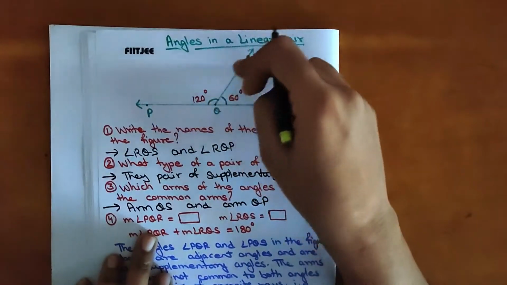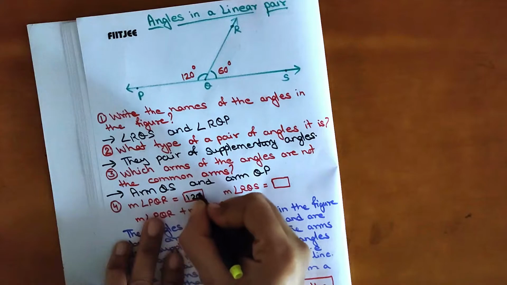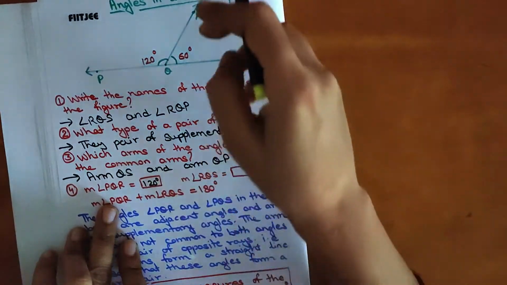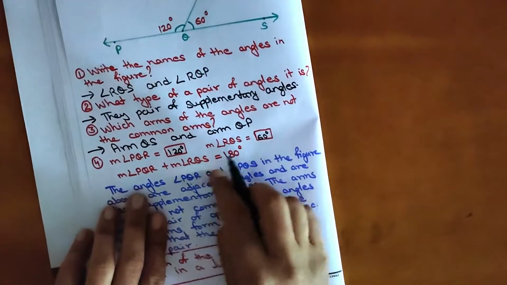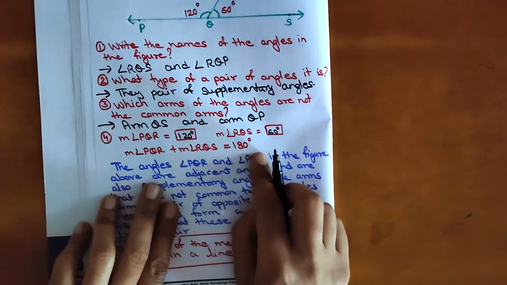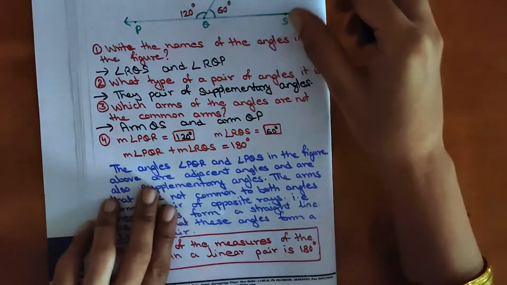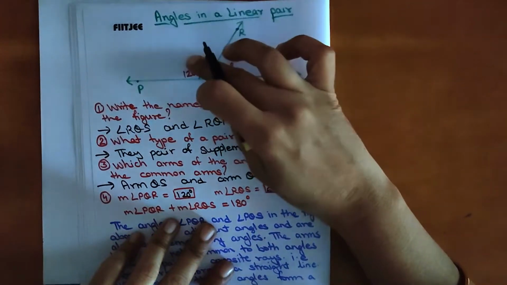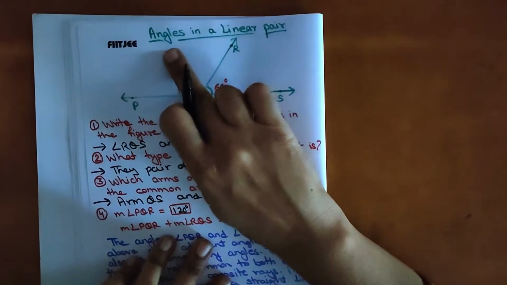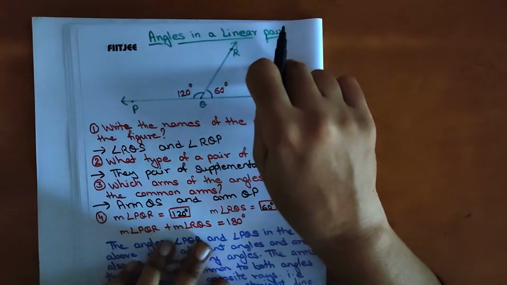Now measure of PQR. Already measure of PQR is given as 120 degree. And measure of RQS is given as 60 degree. So when we add, we will get 180 degree. 180 degree means they are supplementary. So what we can say, the angles which are forming in the line and they are supplementary, then we can say the angles are in the linear pair.